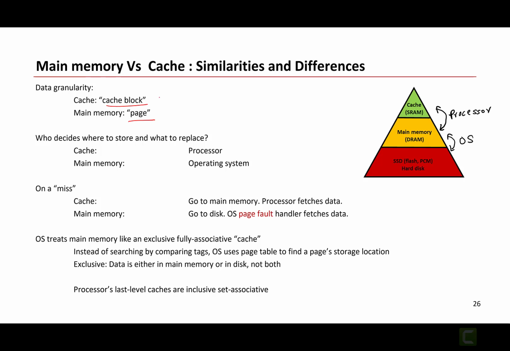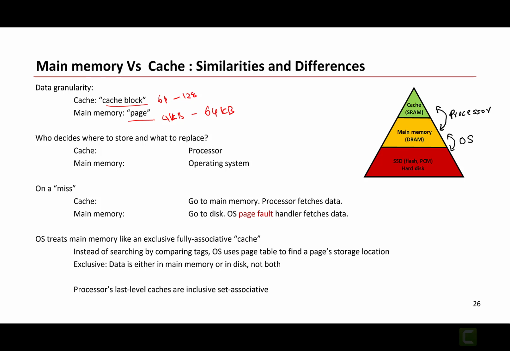Now, cache blocks tend to be around 64 bytes to about 128 bytes or so. A page ranges from 4 kilobytes, and some super pages can go up to even 64, 128 kilobytes today. Okay, so it's two orders of magnitude larger than a cache block.